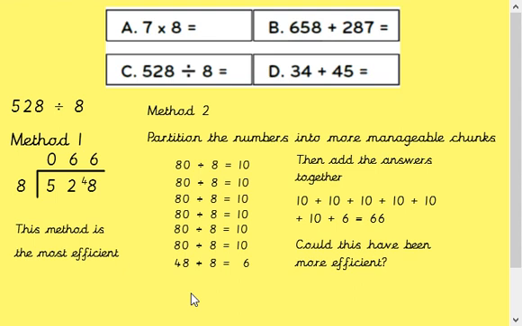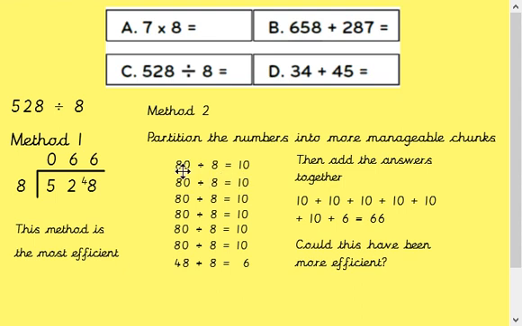It's possible you could use partitioning. You could chunk up the number. You could make chunks out of the number, make it a bit more manageable to deal with. So what I've decided to do is take chunks of 80 out of this number, out of 528. And I've chosen chunks of 80 to begin with because I know that 10 8s are 80, so it just makes life a bit easier.